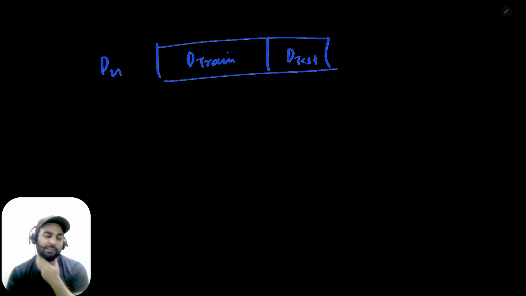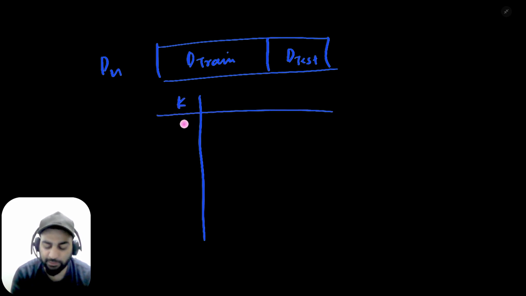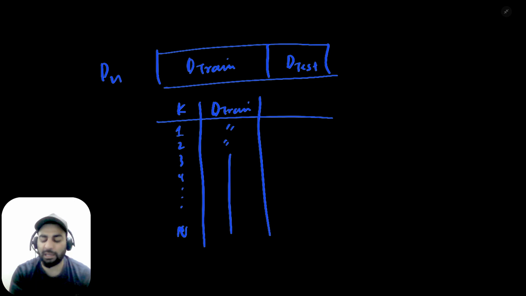I can do it like this. Let's suppose I'll keep k. This is the value of k. K can be 1, 2, 3, 4 up till n. And then I'll find the test accuracy. I'll use the training set as d train everywhere. So d train is my training set everywhere. Now I'll compute the accuracy.